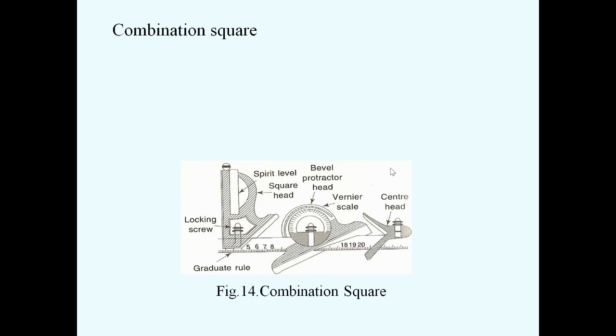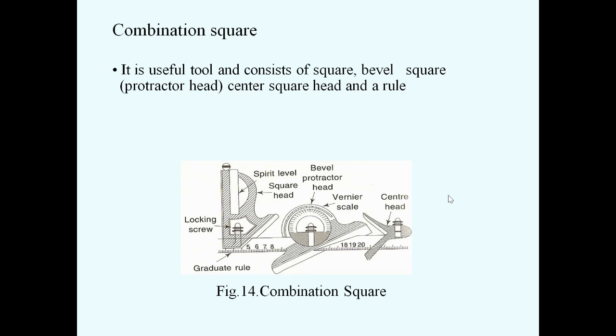You can see some of the parts also. Bevel protractor, that is bevel protractor head, vernier scale, center head. You can see the diagram. So this combination square is a useful tool and consists of a square, bevel square, and center square head, and a rule.